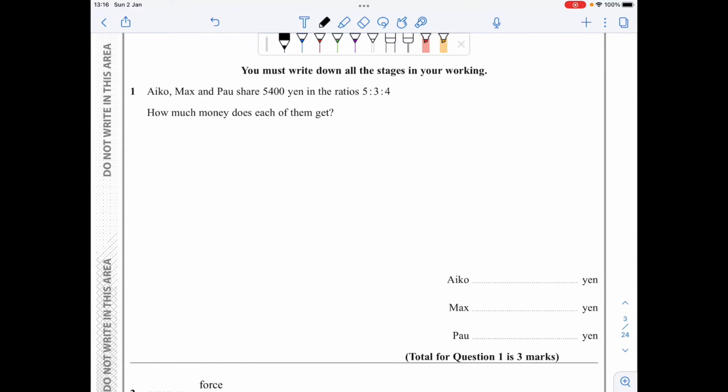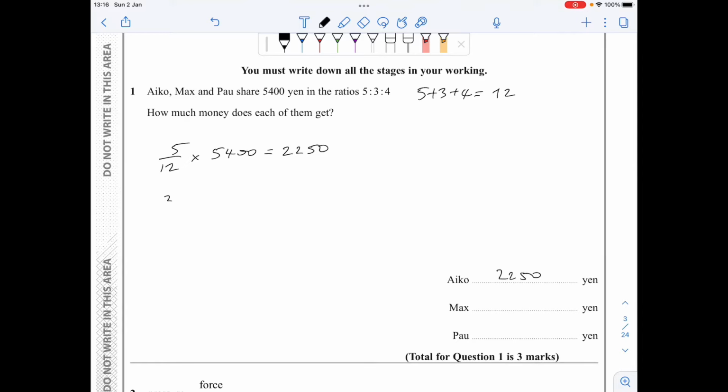In question 1, I have a total of 5 plus 3 plus 4, which is equal to 12 parts. And then to find how much money each of them gets, I will do 5 over 12 times my total amount, which is 2,250 for the first person.